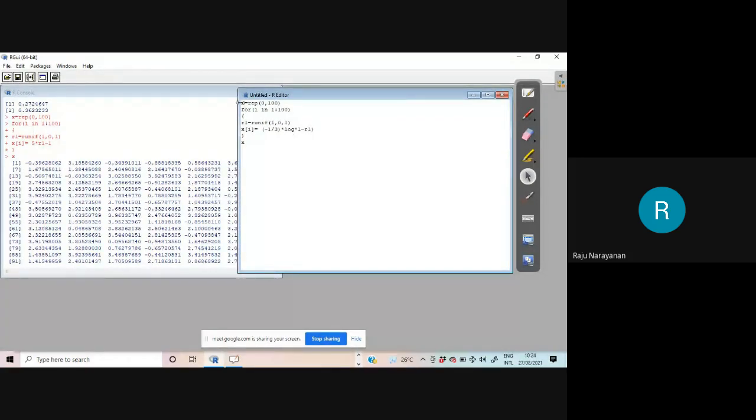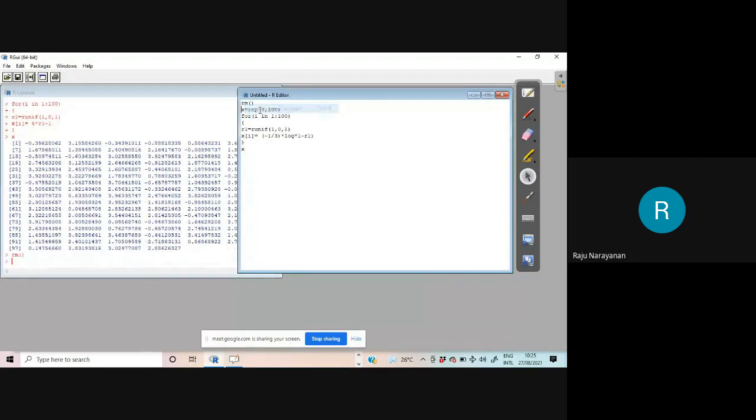Okay? Before that, let me clear my memory. That is rm, remove all the objects we have created so that it will not disturb you. Okay, therefore that is there. I am creating 100 locations. Then first I have to take a random value between 0 and 1. Then I use this one we have to do.